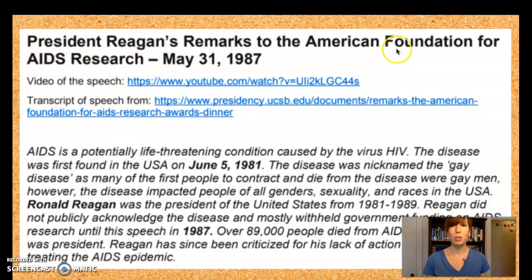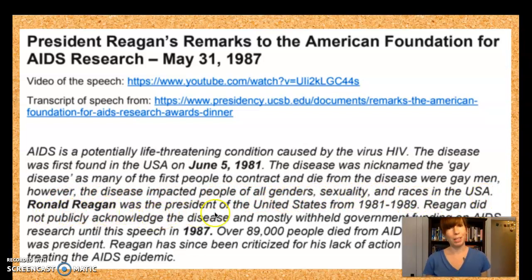President Reagan's remarks to the American Foundation for AIDS Research, May 31st, 1987. Here are the sources and the context paragraph. AIDS is a potentially life-threatening condition caused by the virus HIV. The disease was first found in the USA on June 5th, 1981. The disease was nicknamed the gay disease as many of the first people to contract and die from the disease were gay men. However, the disease impacted people of all genders, sexualities, and races in the USA.